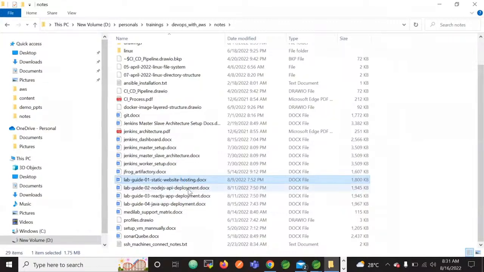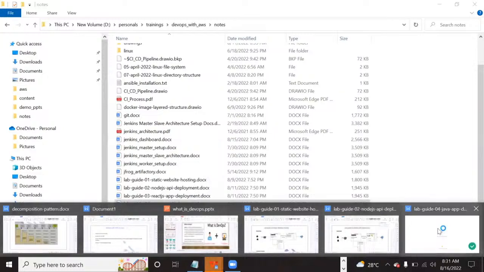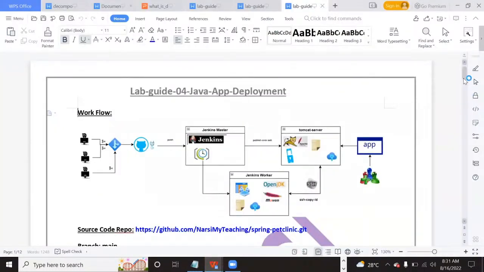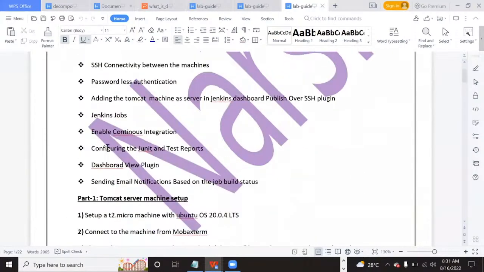For example, take the Java deployment application. As an add-on, you can see in Java, more concepts we will learn. Here more concepts about Jenkins we will learn, from handout to handout, lab guide to lab guide. The concepts will increase, and we will learn the concepts on the projects only, so that we get a complete end-to-end picture of what we are doing and how we are doing it.